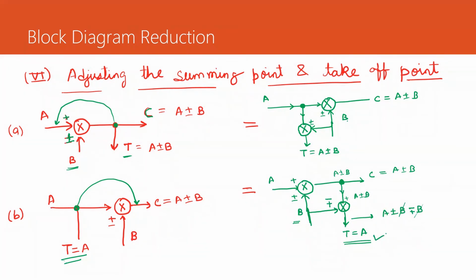Okay, so now you can see when we move a takeaway point before a summing point, then we have to add one more summing point in the path of t. But if I move a takeaway point after a summing point, then we have to add one more summing point with a reverse of the sign which is applied in the previous summing point. Okay.